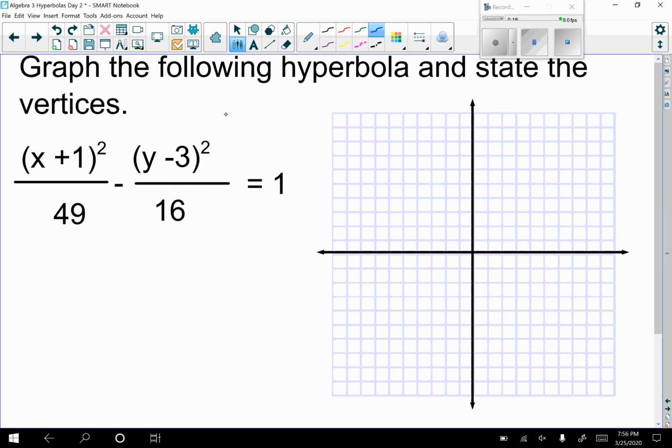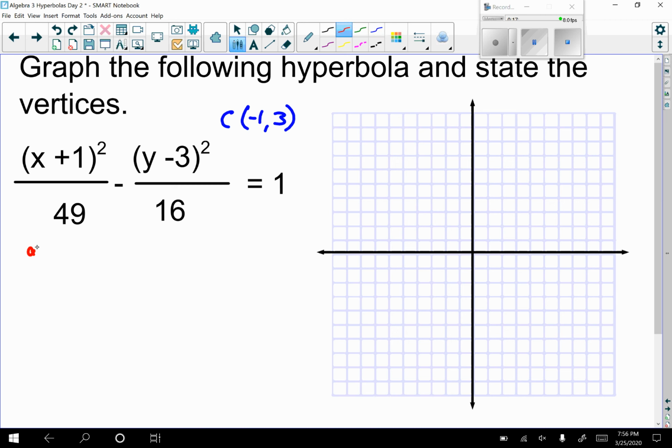So here, the center is going to be, notice the x comes first. Wherever the x is, that's the h, or the opposite of the number. So h is going to be a -1, and k is going to be a +3. So we have a center at -1, 3.